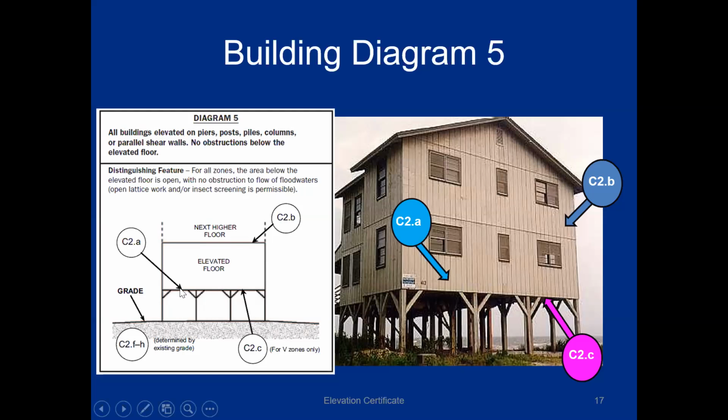Again, C2A, so the bottom floor would be that actual floor surface. If it is a V zone, C2C would be the bottom of the lowest horizontal structural member supporting that floor. So it would be, where's my cursor? It would be this right here under there. So that's building diagram 5.